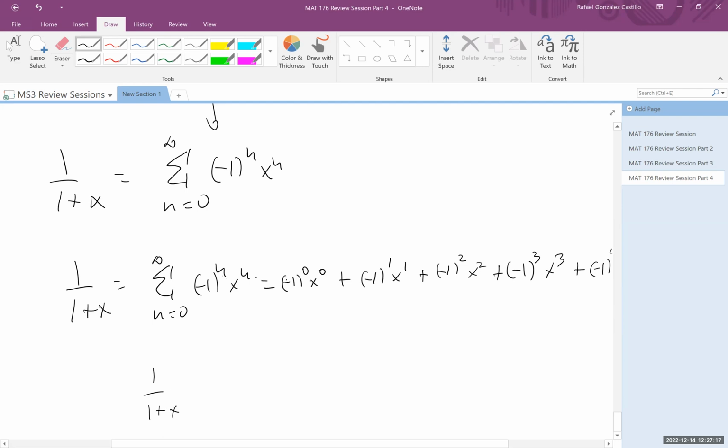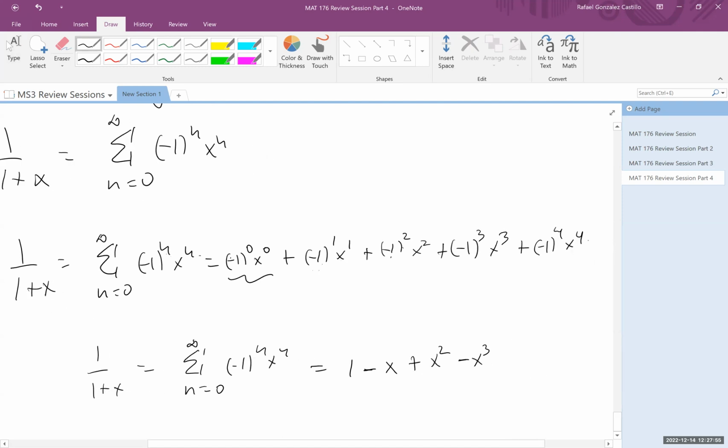You get 1 over 1 plus x is equal to the series n equals 0 to infinity of -1 to the n, x to the n, which is equal to 1, because this piece becomes 1. -1 to the 0 is 1, x to the 0 is 1, so that's just 1. -1 to the first is -1, and -1 times x is -x. -1 squared is just +1, and +1 times x squared is just x squared. -1 cubed is -1, -1 times x cubed is -x cubed. And this continues on.